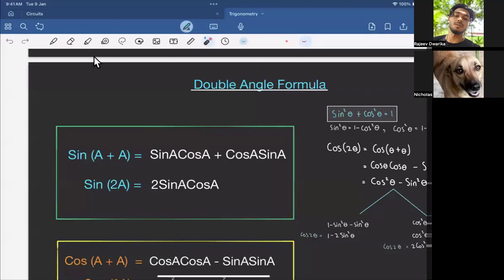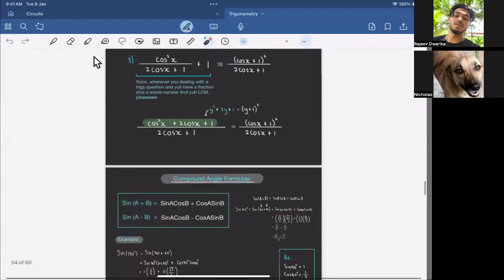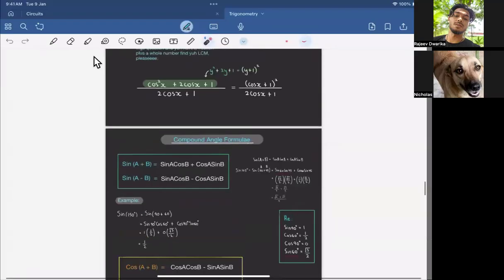Right. So we're going to look at double angle formulas. Actually, sorry, before that, we have to look at compound angle formulas, which is just in general.